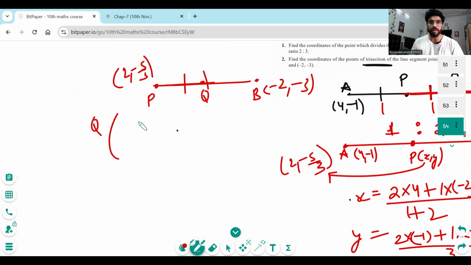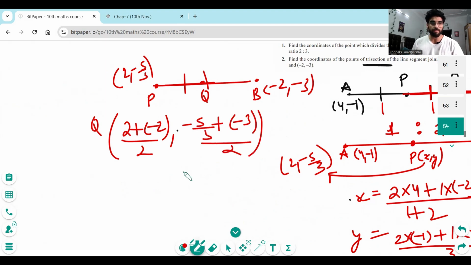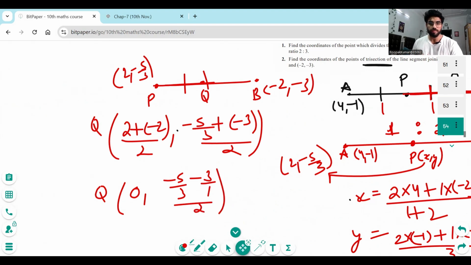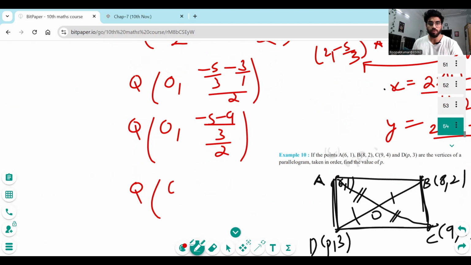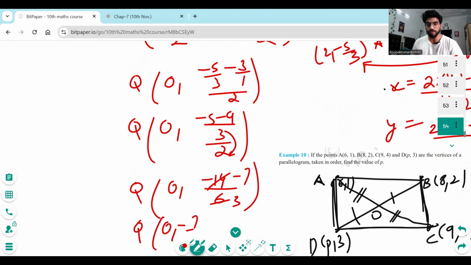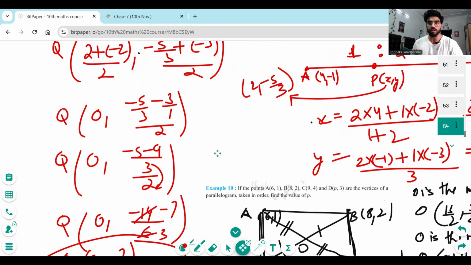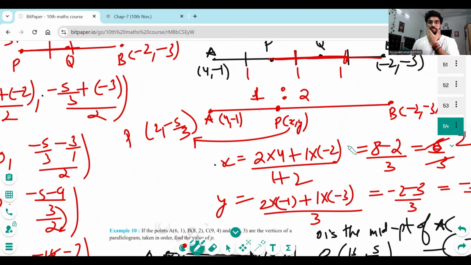So the coordinates of Q will be x1 plus x2 by 2, 2 plus minus 2 by 2, y1 plus y2 by 2. So that will be 0. 2 minus 2 is 0. 0 by 2 is 0. And for this, don't worry about the fractions, just take the LCM. What will happen? 0, 3 minus 5 minus 9 by 2. So this will become 0 comma minus 14. And this 3 comes down and gets multiplied: 2 times minus 7, 2 times 3. So the answer will be 0 comma minus 7. This is the point Q, and those are the coordinates of P. And we are done with the trisection.